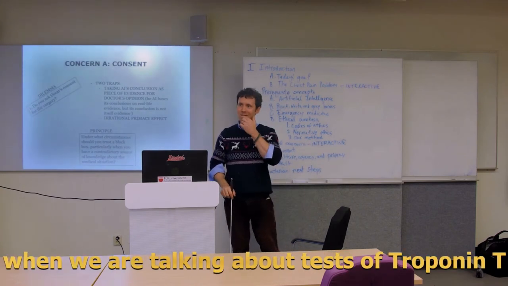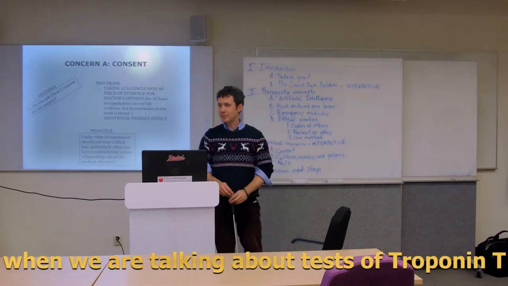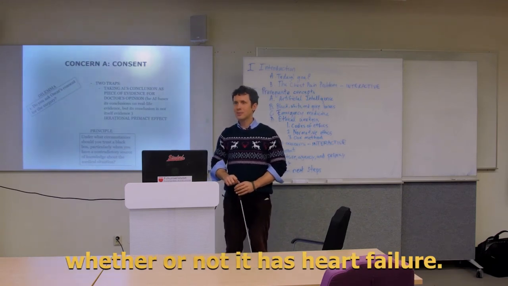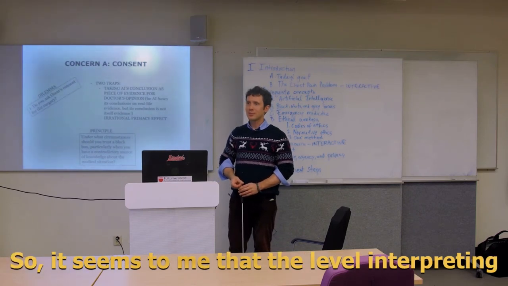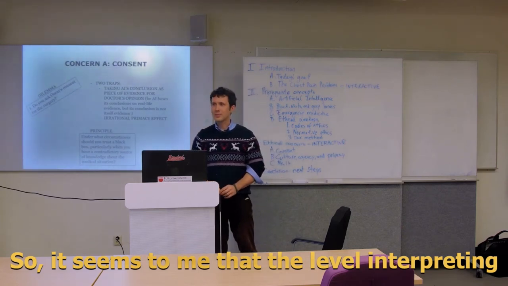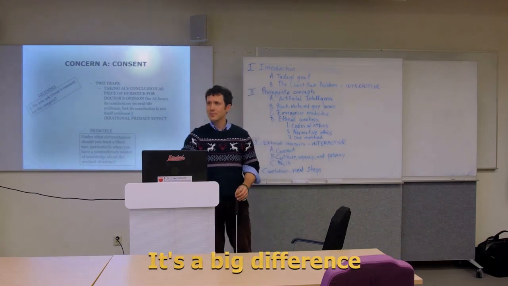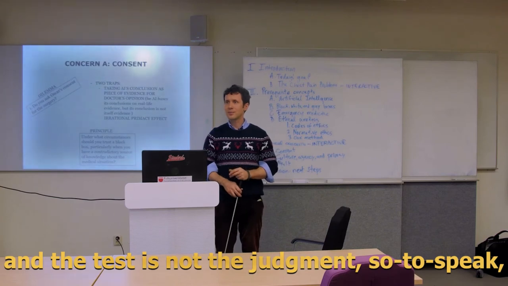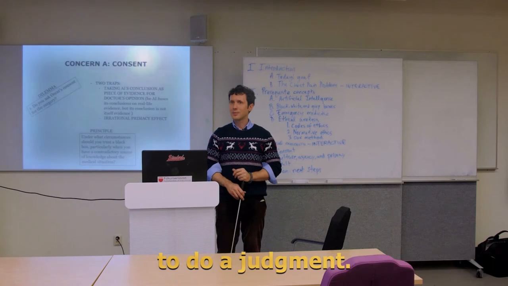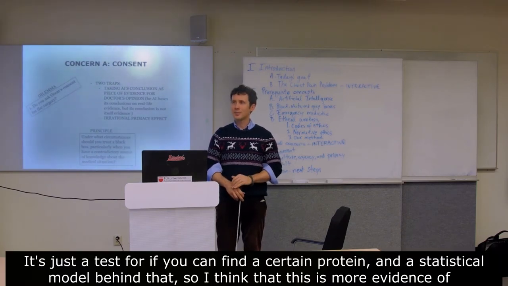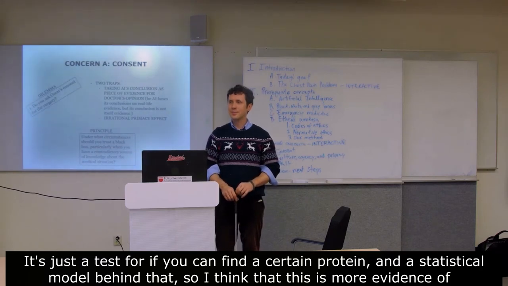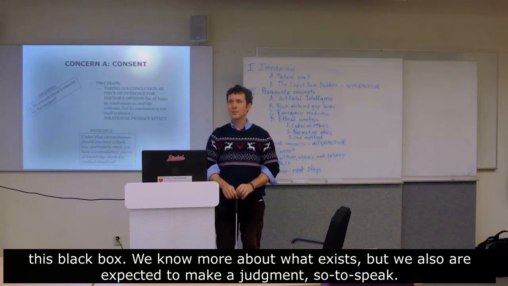I just noticed one thing: the test of troponin T is a test for the occurrence of troponin T, whereas the computer is a test for whether or not it is heart failure. So the level of interpreting the result is vastly different. The test is never setting out to do a judgment. It's just a test for whether you can find a certain protein, with a statistical model behind that, which of course weighs the evidence. So I think that's another aspect of this black box. We know more about what it is, but we are also expected to do the judgment.